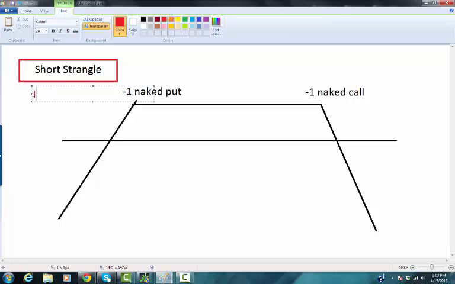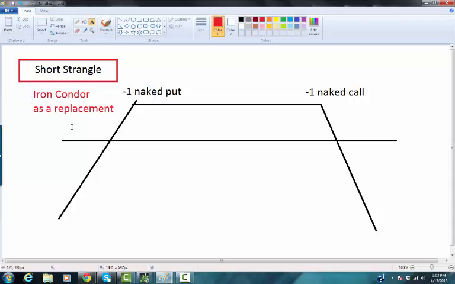Or you can do the iron condor as a replacement. Okay? So if you don't want to do a short strangle, you can use the iron condor instead. If you don't know how to do either of them, well, just enjoy the video and see if you can learn something just from me talking about it. All right? So, a naked put and a naked call.